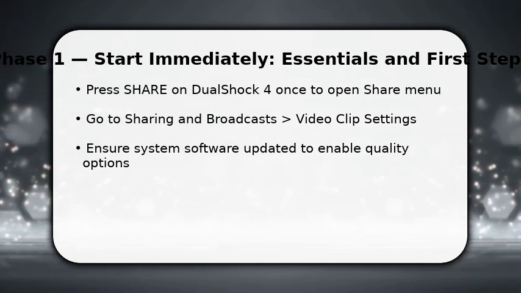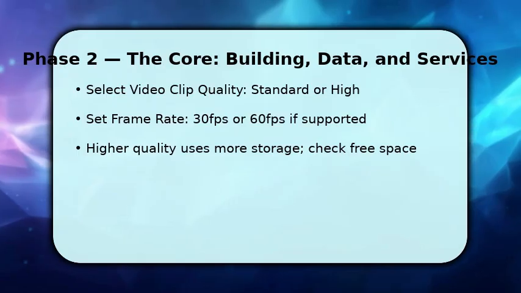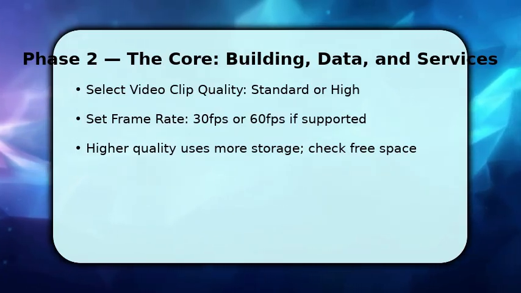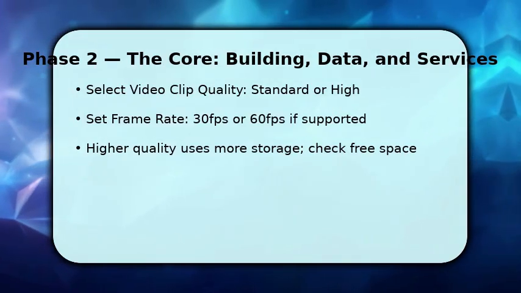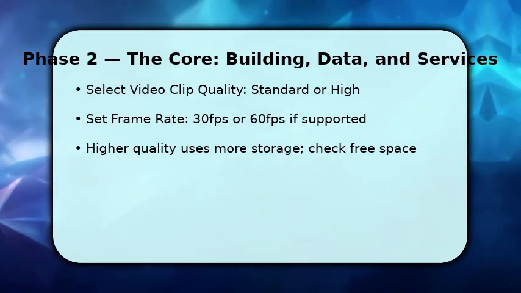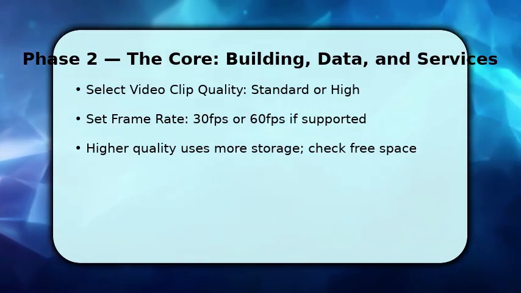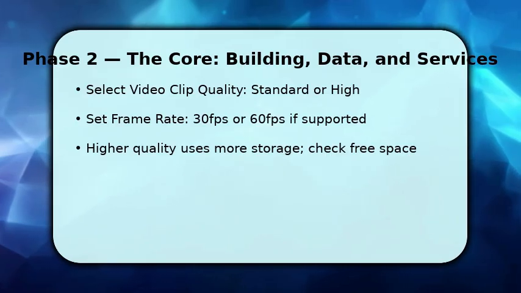Now you change the actual quality settings. Select video clip quality and pick standard or high. Choose high for sharper captures, but note it consumes more space. Then set the frame rate to 30 FPS or 60 FPS if your game and console support it.